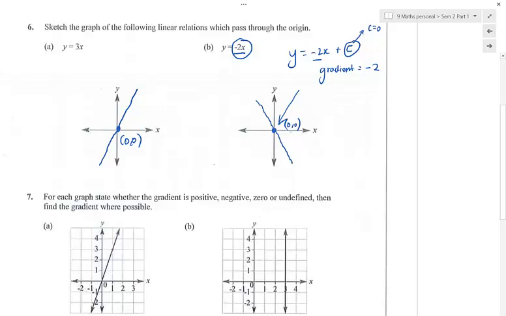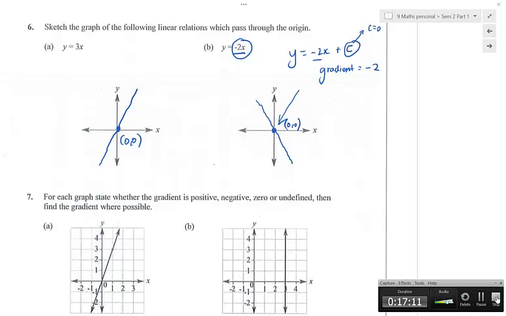All right. Now that's enough for linear. I might stop here, and we'll go through the rest.